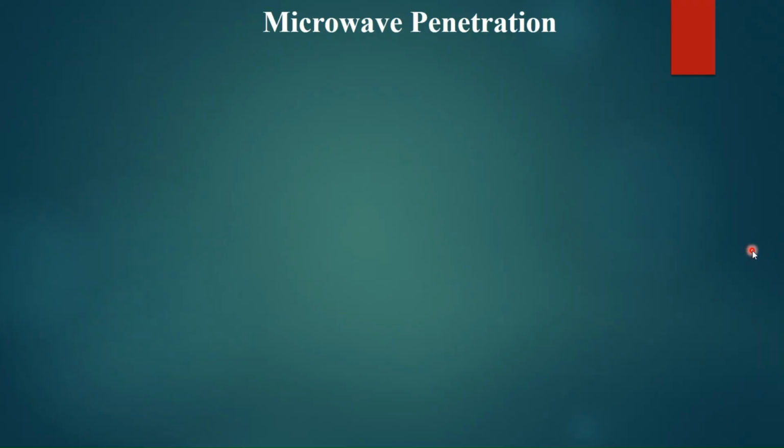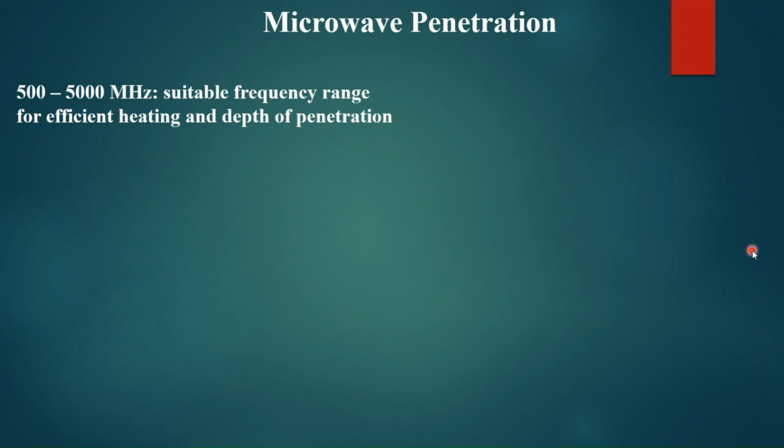The microwave penetration also plays a very important role. The frequency range of 500 to 5000 megahertz is used for efficient heating and for the attainment of the required depth of penetration.